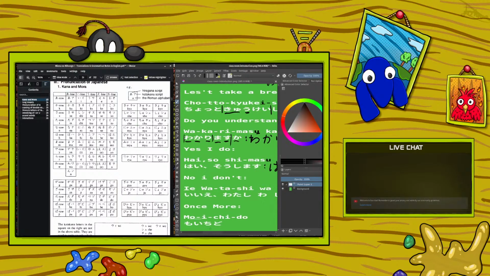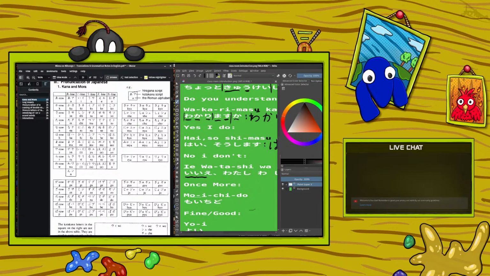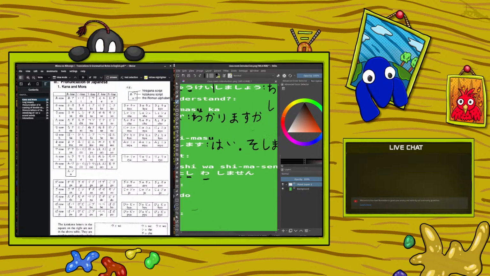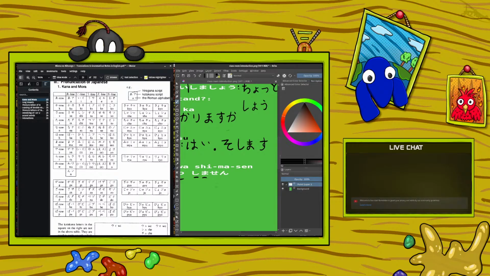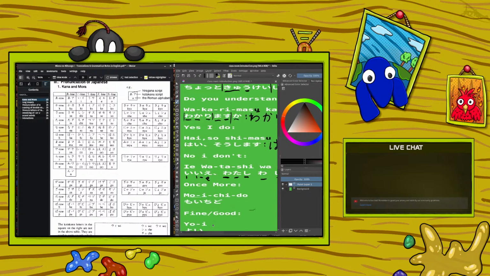Alright, so now we're having a different kind of approach. Now we're having a long vowel. Iie. So it's a long E because there's double I in it. Normally you can also type it like this, but that's only in katakana if I'm correct. So it's Iie. Watashi wa shimasen.